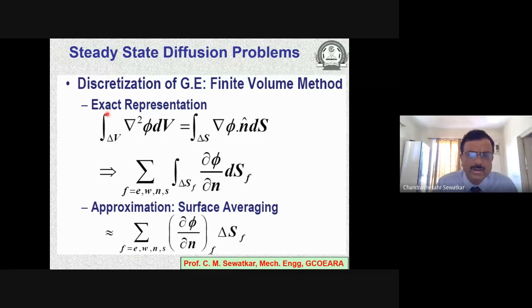Now this integral is written in terms of a volumetric integral. This volumetric integral can be converted into a surface integral using the Gauss divergence theorem. All of us have studied the Gauss divergence theorem during our undergraduate mathematics. When we convert a volumetric integral into a surface integral, the first thing that happens is that the volumetric operator changes to a surface operator.